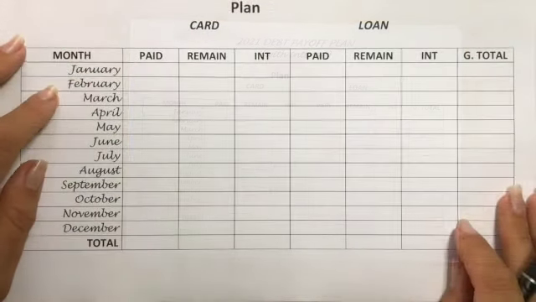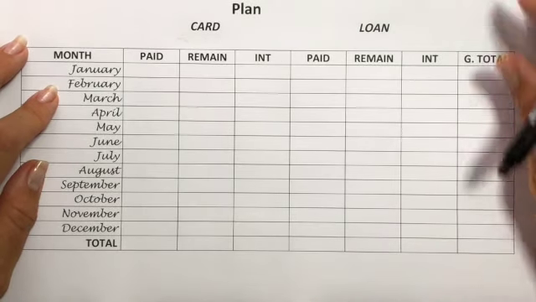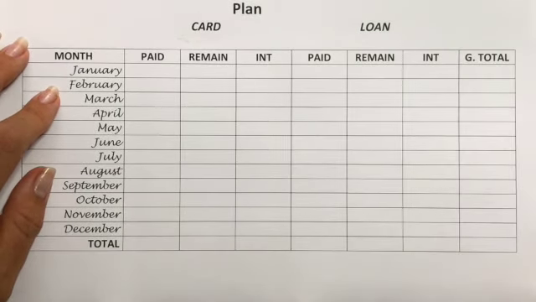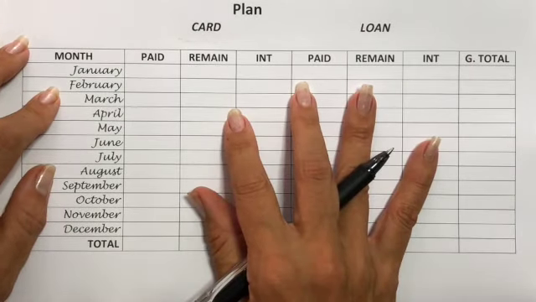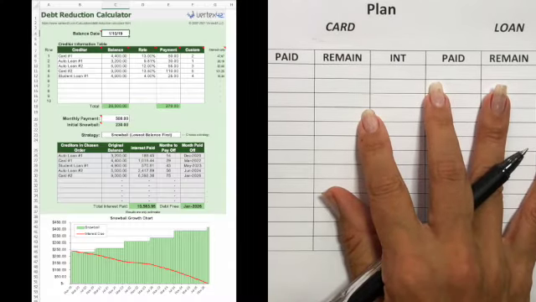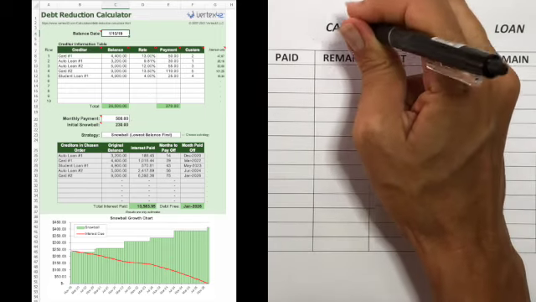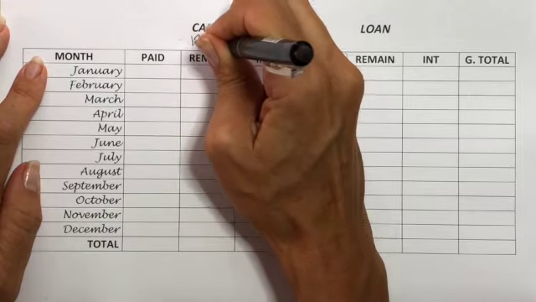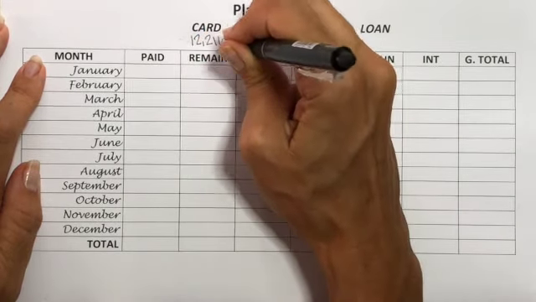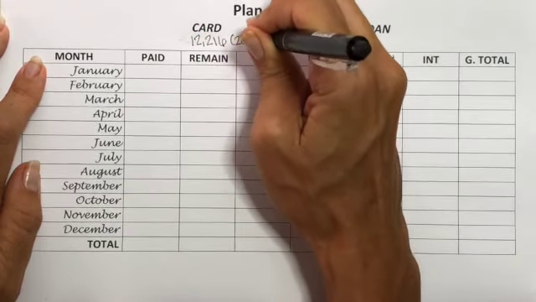So there's some information that you need to have before getting started, and that's because it all has to go into that workbook. First, you need to know the balances of your debts, and then you also need to know your interest rates. So our starting balance on our credit card is $12,216, and it is at an interest rate of 20.74%.